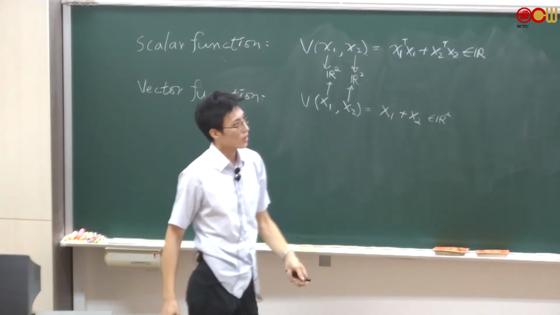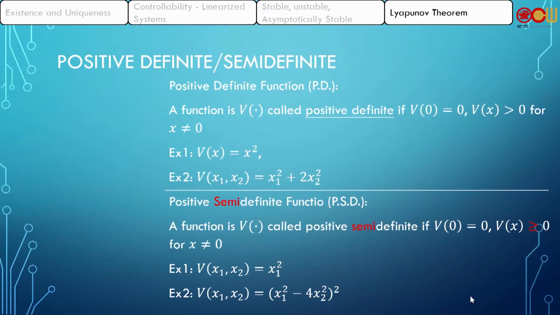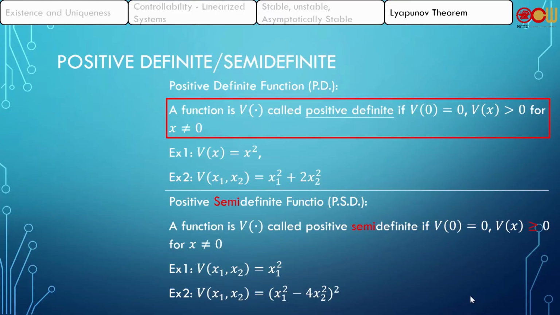And the Lyapunov function is a scalar-valued function. So a function V here is a scalar function, and it's called positive definite if, here are the conditions: V(0) is equal to 0, when its argument is 0, it's 0. And for arguments that are not 0, V is greater than 0.